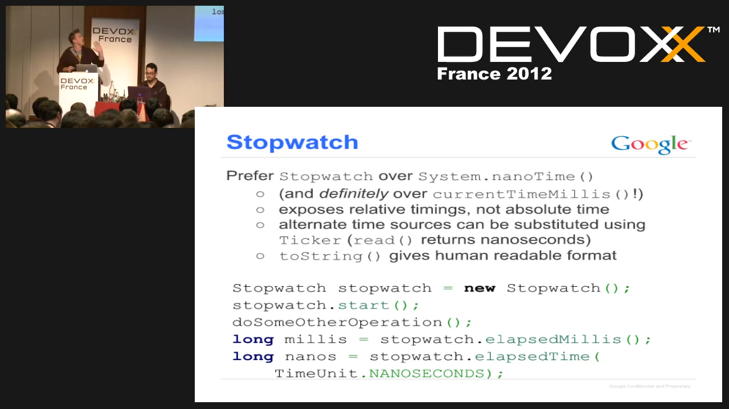It's also important to note that this measures relative timing, so it's not absolute timings like System.currentTimeMillis or System.nanoTime. So this is just elapsed time from when you started the stopwatch till when you stop the stopwatch.